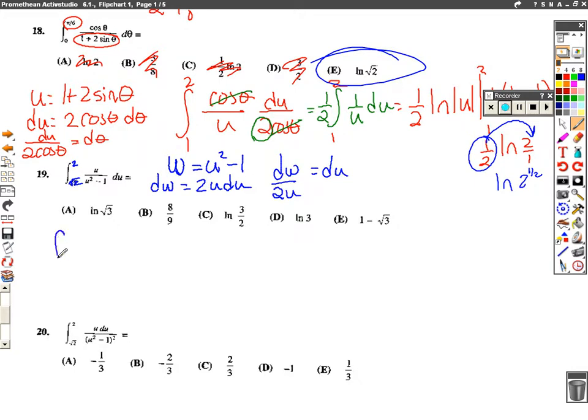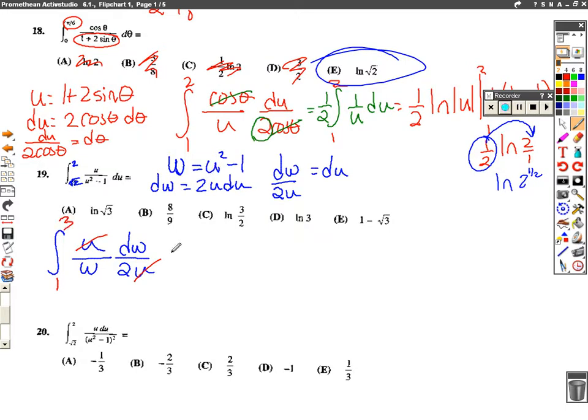So now this becomes the integral of, we've got a u up top, this is w, and dw over 2u. I'm going to cancel those u's. I'm also going to change my bounds. I'm going to plug root 2 in here, and root 2 squared will be 2. 2 minus 1 is 1. So that becomes my bottom bound. I'm going to plug 2 into the squared, so 2 squared is 4, and 4 minus 1 is 3.